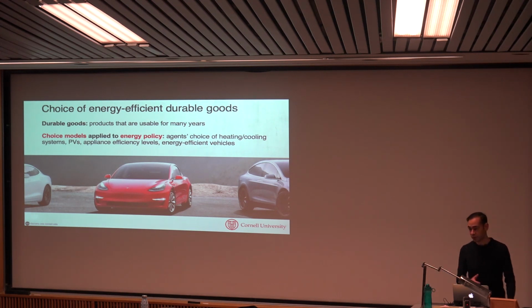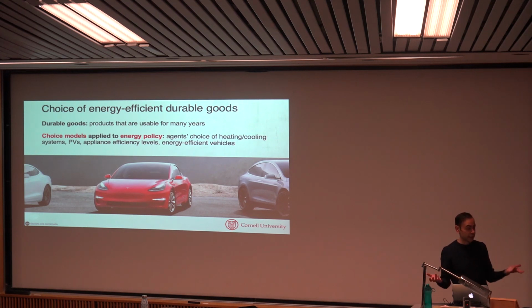There are several examples of that in the energy market. A car is the clear example. You buy a car, you own it for several years. The average is 11 years in the US that you hold a car. Let's say you install PVs in your house, or you install a heater in your house. That's a decision about an energy-intense good that lasts for a long time.